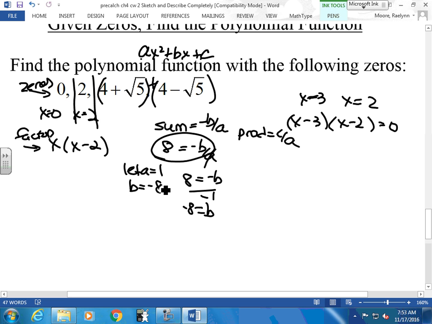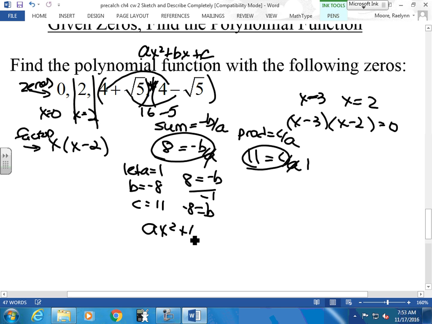My product says multiply these. These are perfect squares. Let your calculator do it. You multiply the first, you multiply the last. So my product is 11. Well, we already let a equal 1, so therefore c is 11. So we plug these in. a is 1, b is negative 8, c is 11.